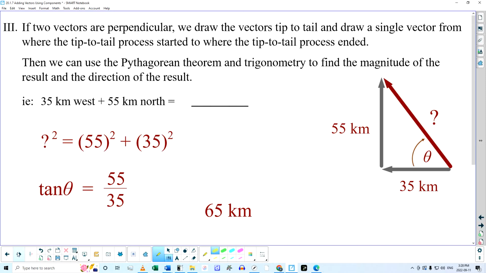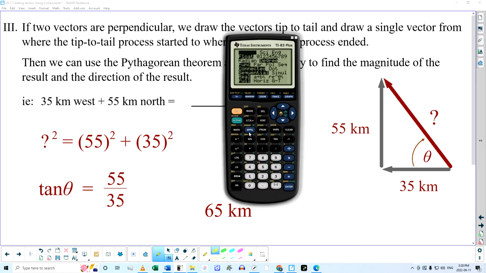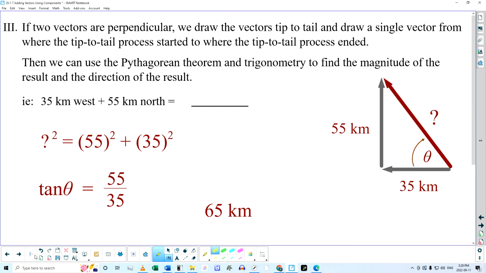You are going to have to take 55 divided by 35 on your calculator and then take the inverse tangent of that. Of course, remembering to put your calculator into degree mode or check to see that it's in degree mode, and mine is. So second tan of 55 over 35. You can either calculate 55 over 35 first and then go second tan of the answer, or you can just enter it in one shot like I have. Rounded to the nearest degree, 58 degrees.